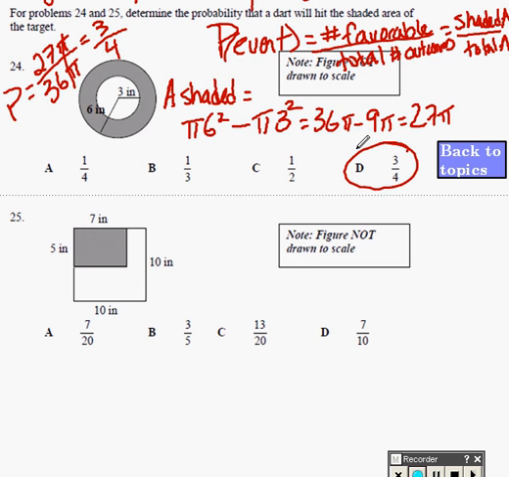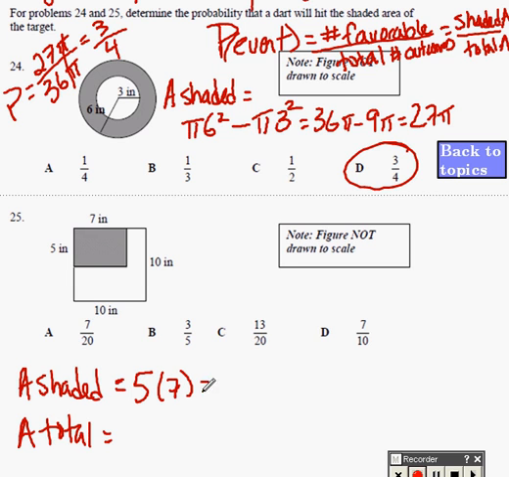We're going to use the same kind of formula for 25. We want the area of the little shaded, and we want the area of the total, the area of the whole box. Now in this case, we don't have to do any subtraction to get the shaded. The shaded is just a rectangle whose dimensions are 5 by 7. So the area of the shaded is 5 times 7, or just 35 inches squared. The area of our total is this whole big square, which is just side times side, or 10 times 10, which is just 100 inches squared.